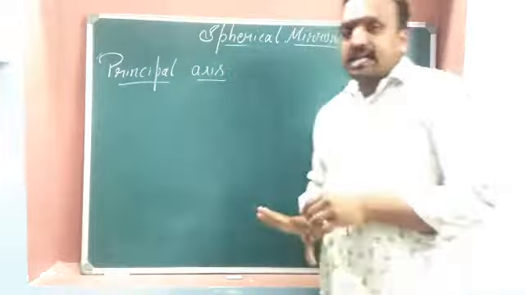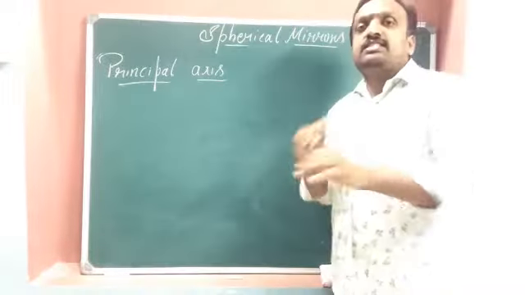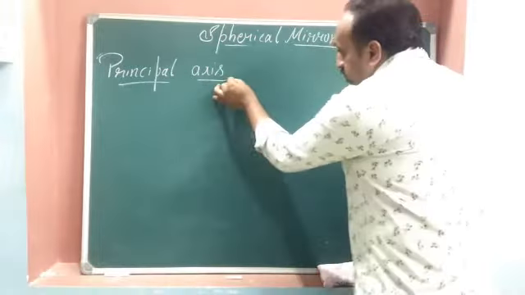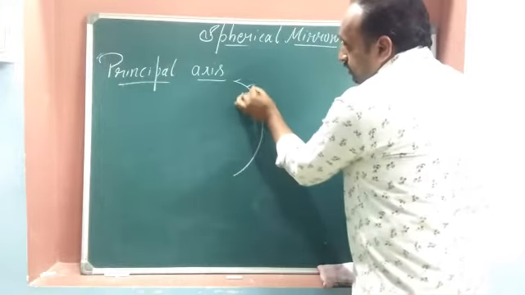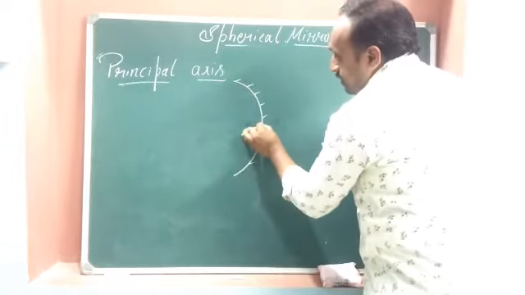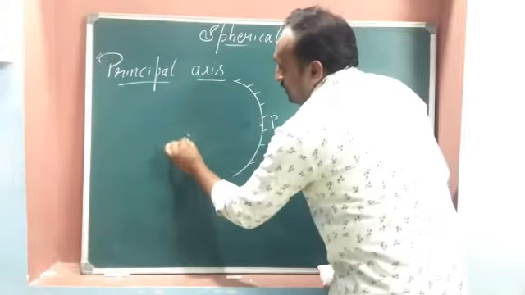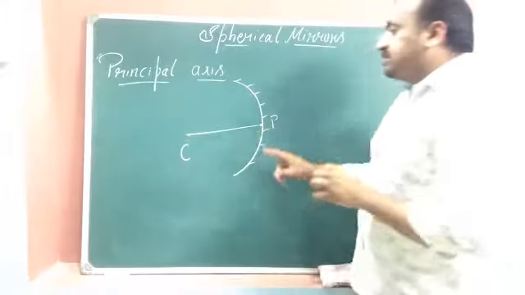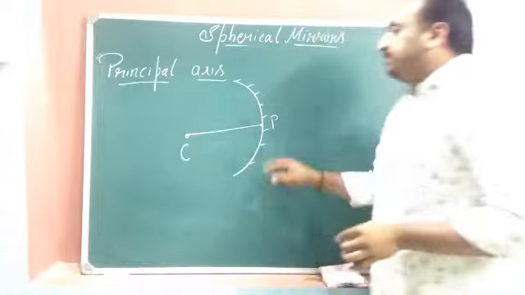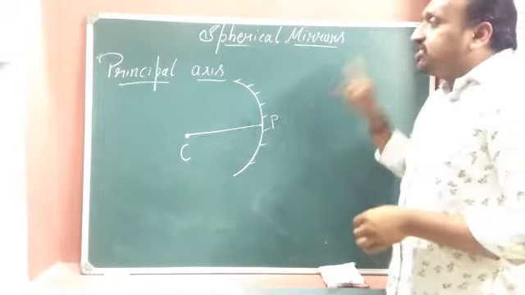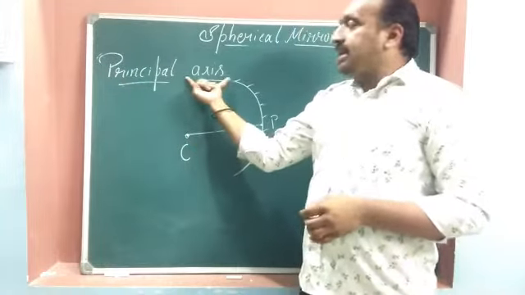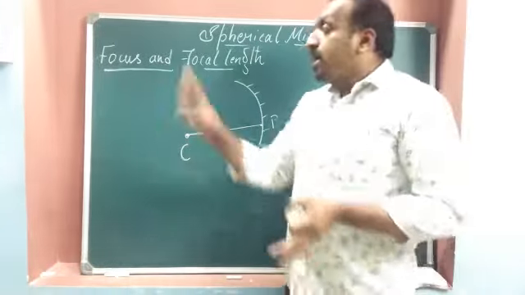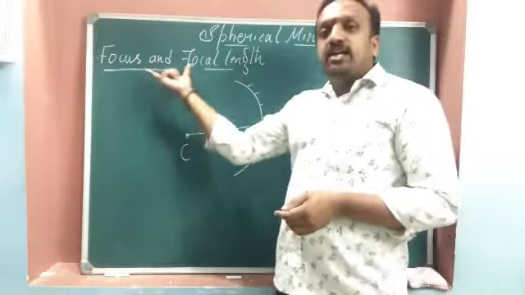Now the principal axis. The principal axis is the line joining the pole and the center of curvature. So let me draw a concave mirror, the pole and center of curvature. If a straight line joins the center of curvature and the pole, that is called the principal axis of a spherical mirror.